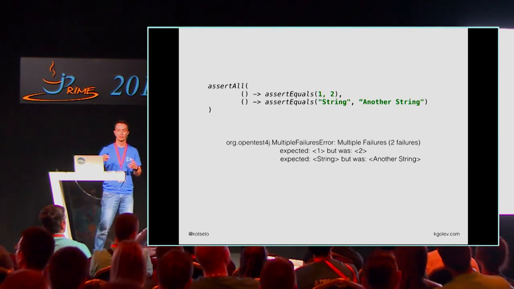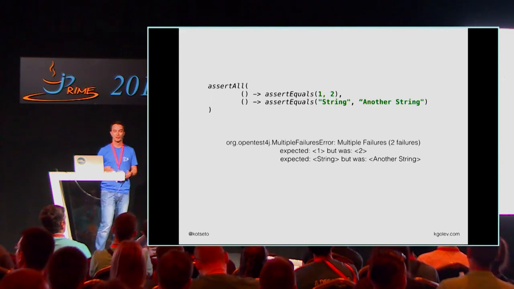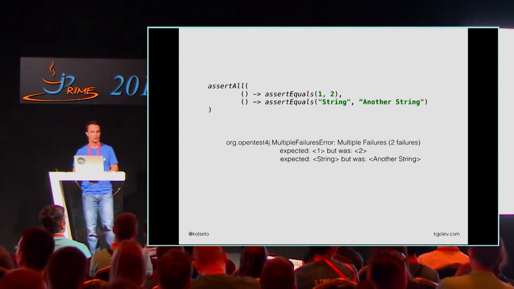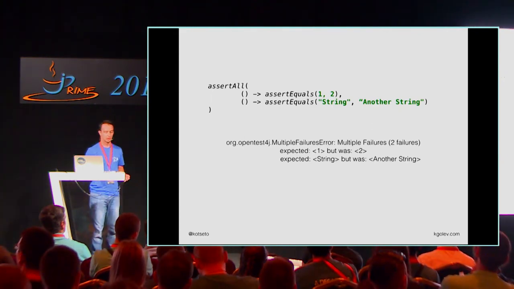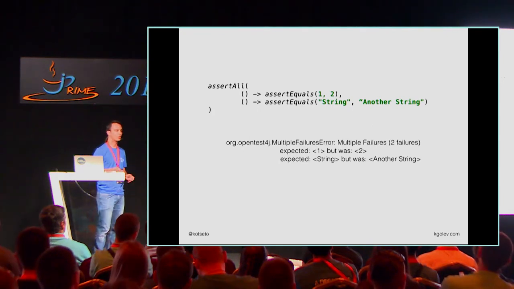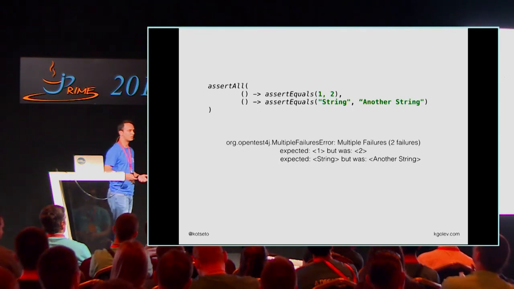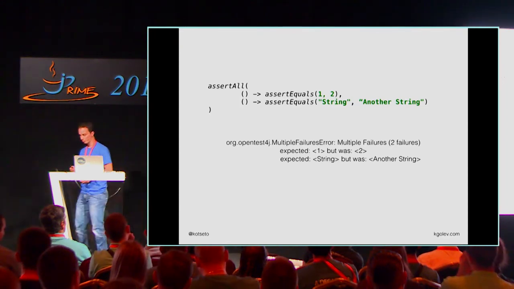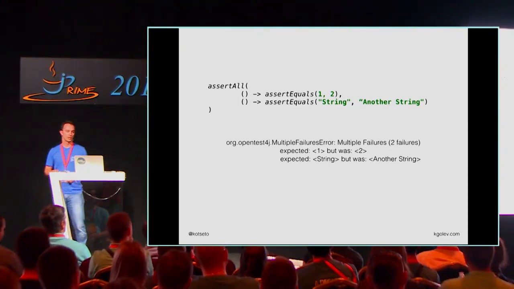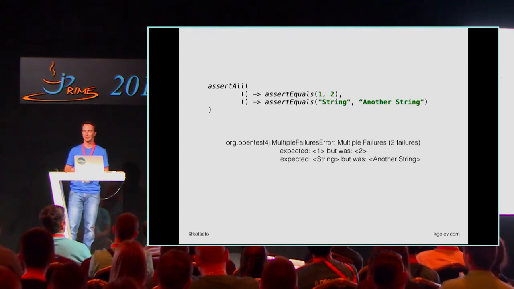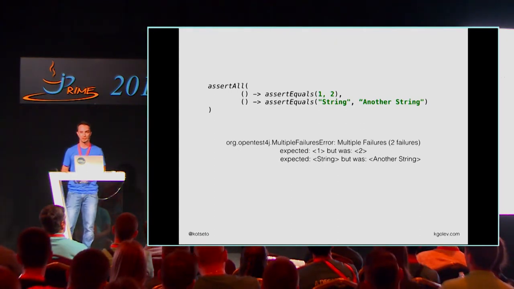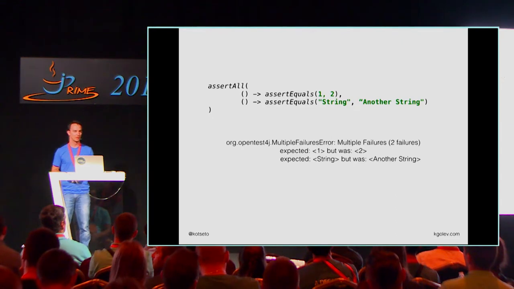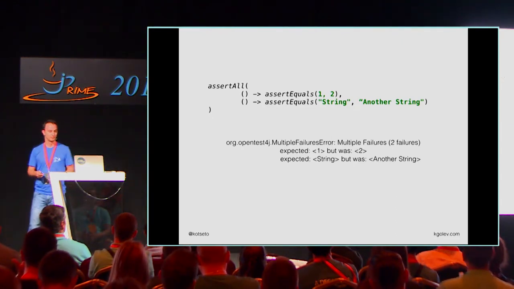So it says there are multiple failures here. I was expecting one, but there was a two. I was expecting one string, I got another one. So it will not stop on the first one. It will test all of them. And this is good. Except, of course, be careful not to go overboard with this, because if you have too many assertions, this is probably a sign you're testing too much. So be careful.